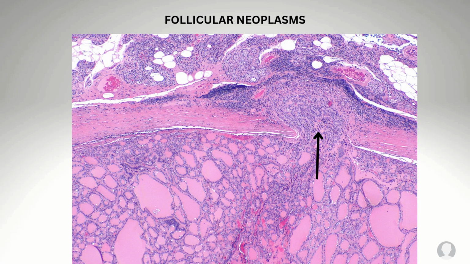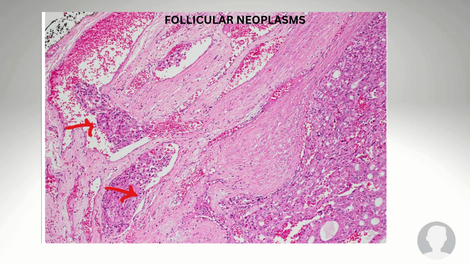Here in this image, I have shown follicular carcinoma, in which there is invasion of the capsule as noted by the arrow. In this micrograph, you can see vascular invasion in follicular carcinoma as depicted by the red arrows.